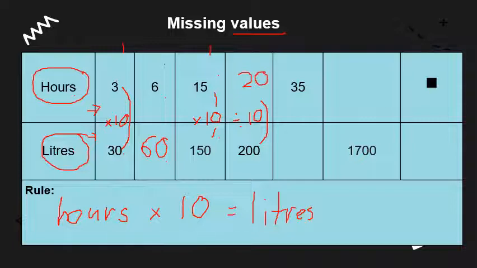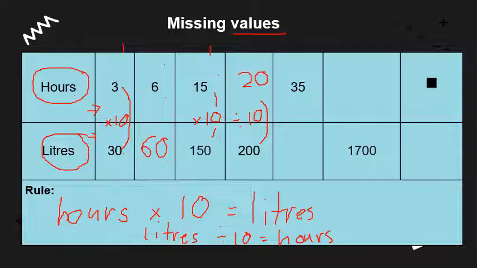So I can even write a rule here. I could say, well, the liters divided by 10 is the same as hours. Yep, so 200 divided by 10 is 20, 20 and 20, they're balanced, so they're the same. And remember that equal sign is the same as, so important.